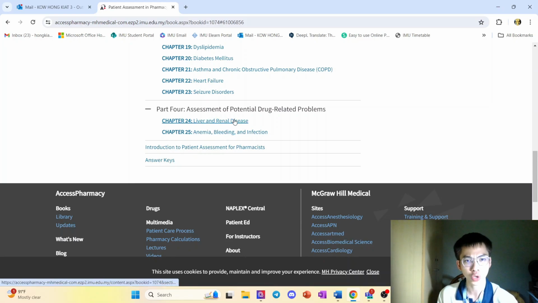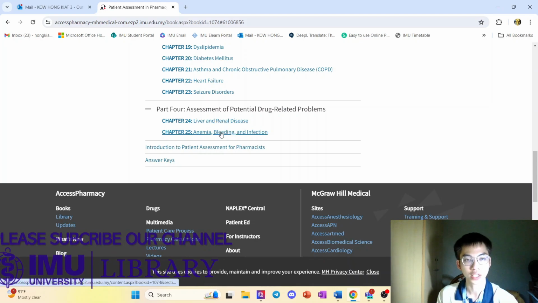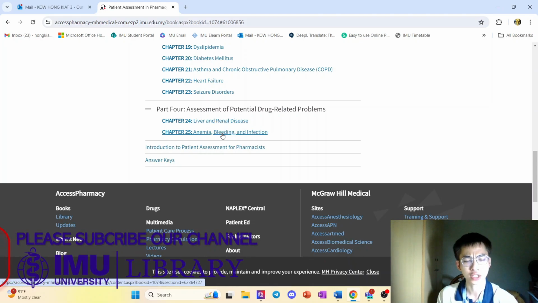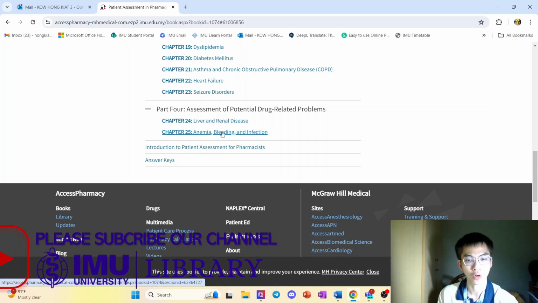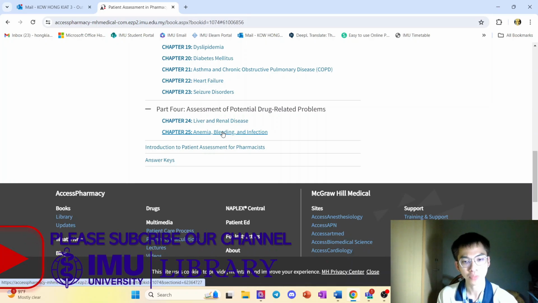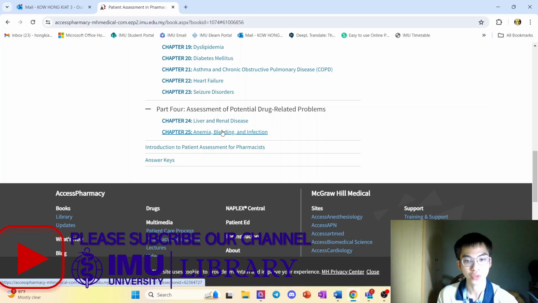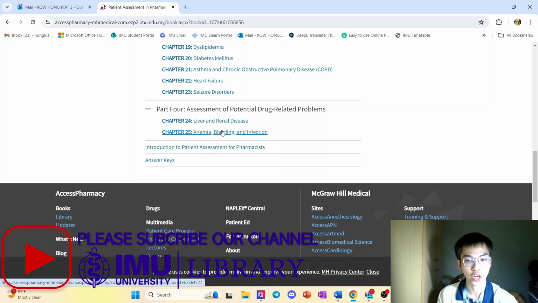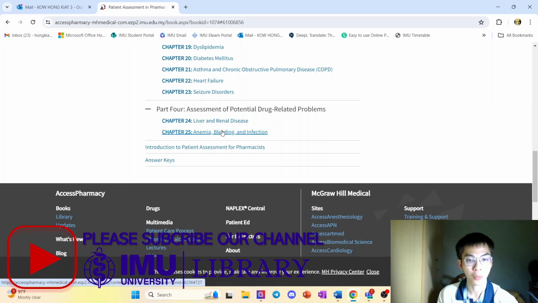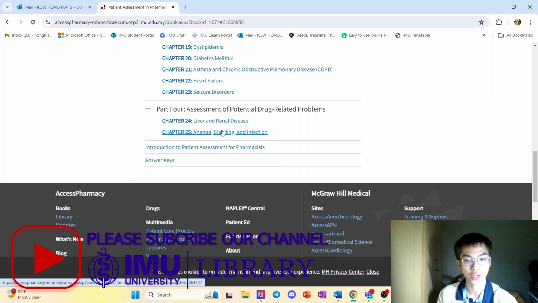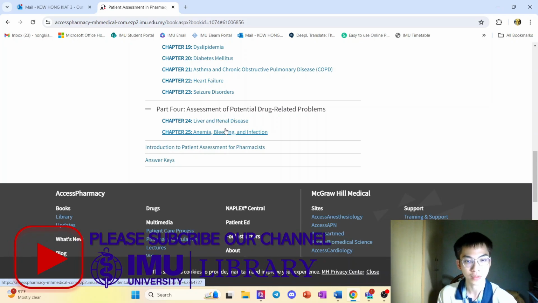Moving on to the final part of this ebook on the assessment of potential drug-related problems. You can see here chapter 24 is on liver and renal disease, and chapter 25 is on anemia, bleeding, and infection. This part 4 is intended for all pharmacists regardless of the practice setting. Doesn't matter if it's community pharmacy setting or even the inpatient setting. These chapters cover interpretation of laboratory tests that help detect adverse medication effects on hepatic, renal, and hematopoietic systems, or monitor patients with impaired function of these systems.